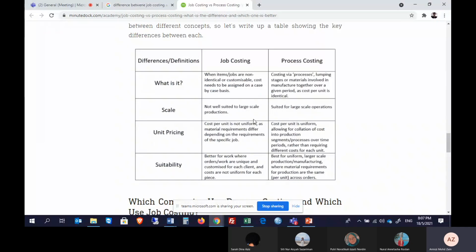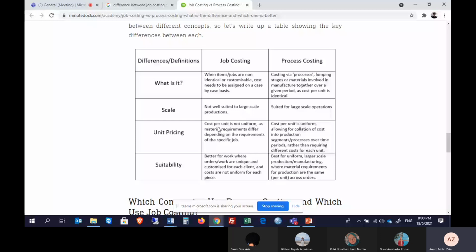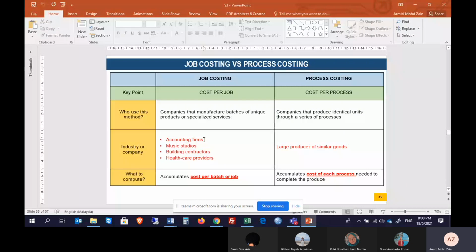Okay, job costing is not well suited to large-scale production. Which means that if you have large-scale production, for example, you want to produce thousands of cars, then this one is not suitable. This one is suitable for small-scale production, for example, an accounting firm. Accounting firm is not a process, and it can calculate cost because its job is one specific job.